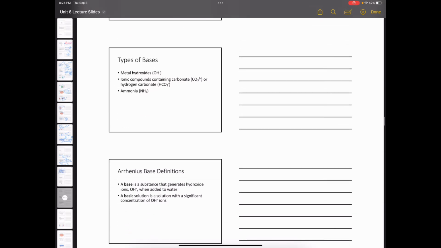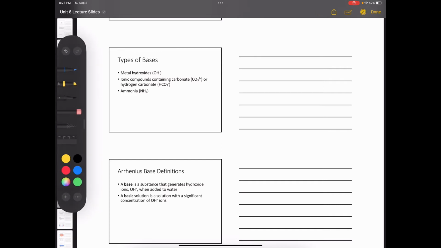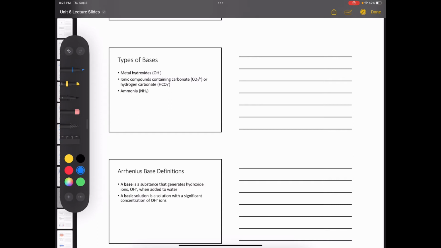When it comes to type of bases, we have three different types. First, we have the metal hydroxide, which means any element from group 1 and group 2 in the periodic table bonded to a hydroxide ion. Something like NaOH would be a metal hydroxide. KOH will also be considered a metal hydroxide. Calcium hydroxide will also be considered a metal hydroxide, and so on. You get the idea, okay? So this is the first type of bases.